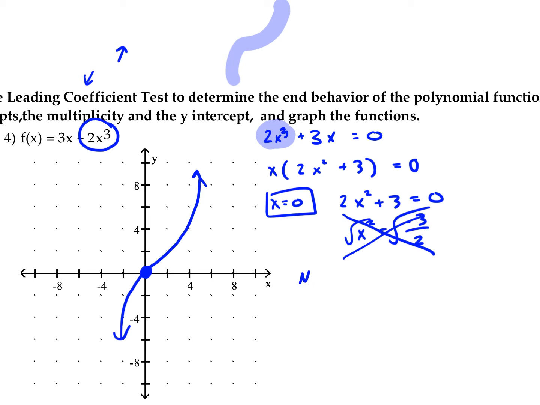Do I have multiplicity? No multiplicity. So at 0, am I going to touch and turn or go through? I go through. And what's my y-intercept? 0, 0. Because I plug in 0 for x, and I would get 0 for y.